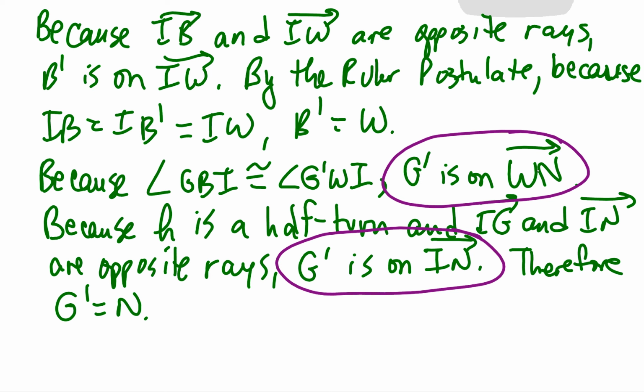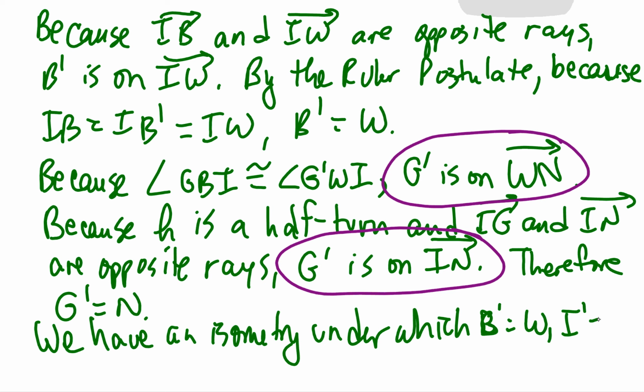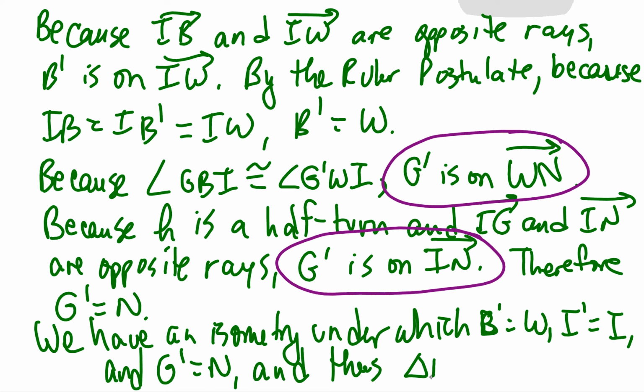It has to be on ray WN. It has to be on ray IN. There's only one point that's on both of those rays. That point is N, so G prime is N. We have an isometry under which B prime equals W, I prime is I, and G prime is N, and thus triangle BIG is congruent to triangle WIN as needed.